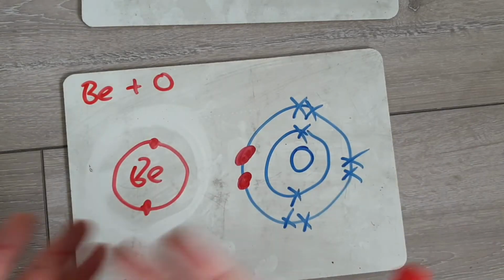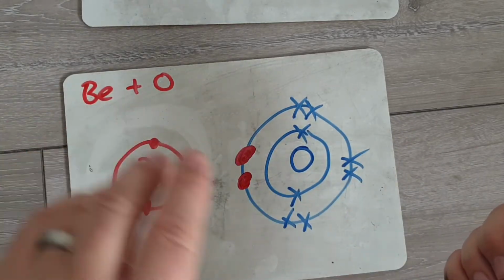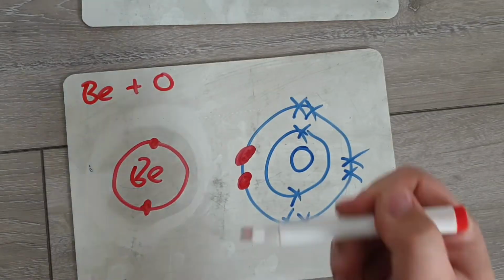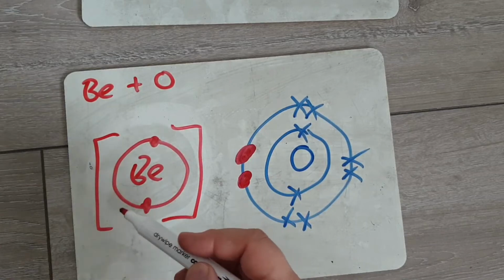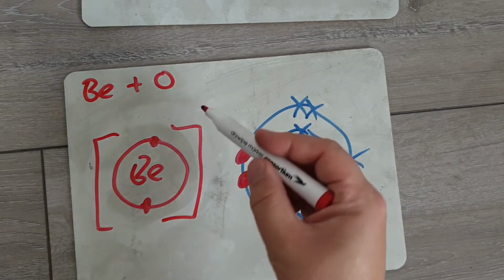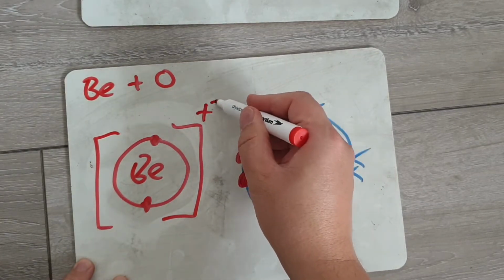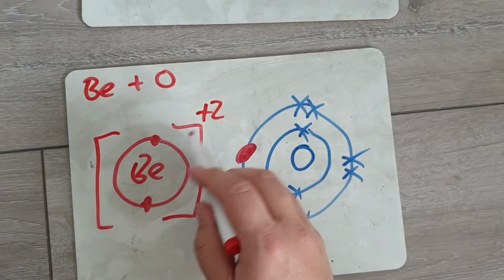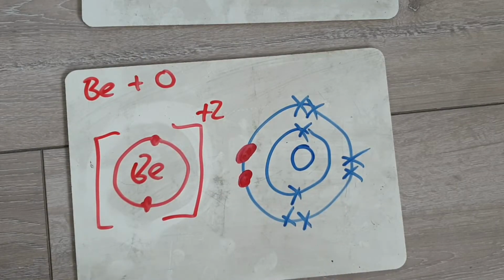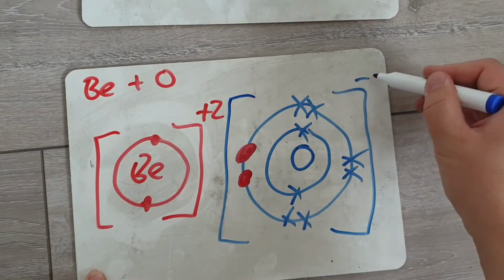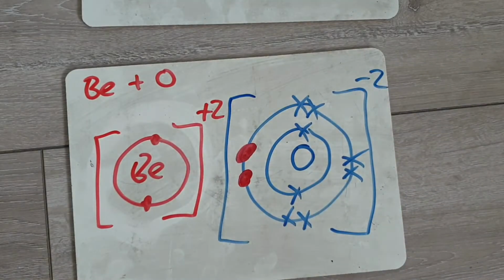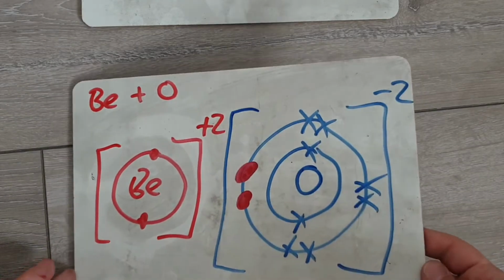It doesn't matter which way you do it as long as you draw crosses for one atom and dots for the other. So beryllium has given away 2 negatives. It's lost 2 negatives, so that now makes it plus 2. And we do have to write the 2 this time because it's plus 2. And then oxygen is minus 2. So plus 2, minus 2. They hang around together. That's now beryllium oxide.